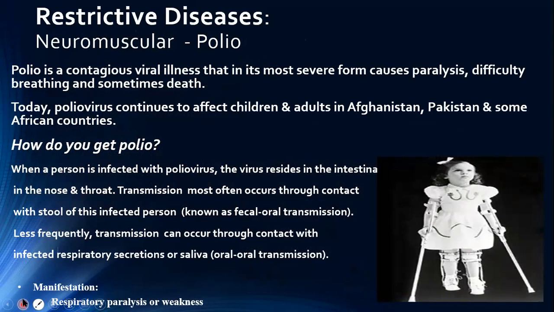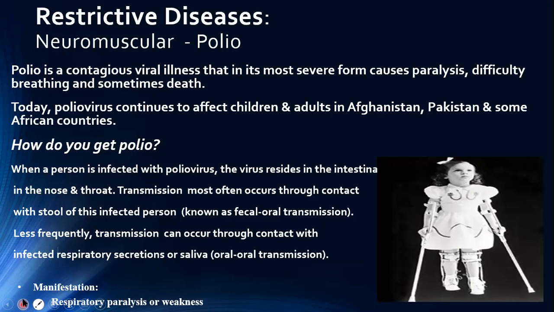But polio is a contagious viral illness that in its most severe form causes paralysis, difficulty breathing, and sometimes death. Today, polio virus continues to affect children and adults in Afghanistan, Pakistan, and some African countries. But how do you get it? From being nasty. That's how you get it.